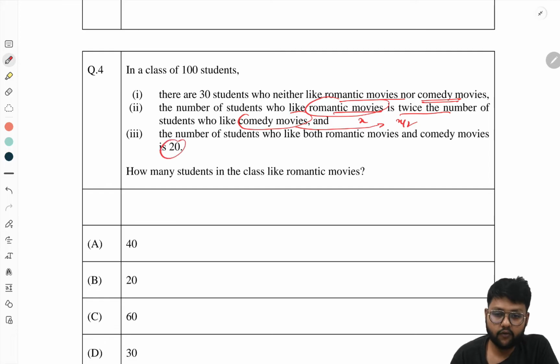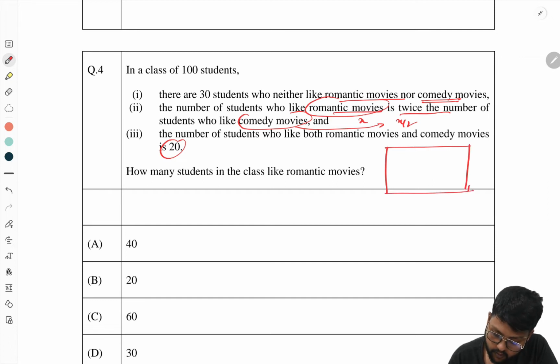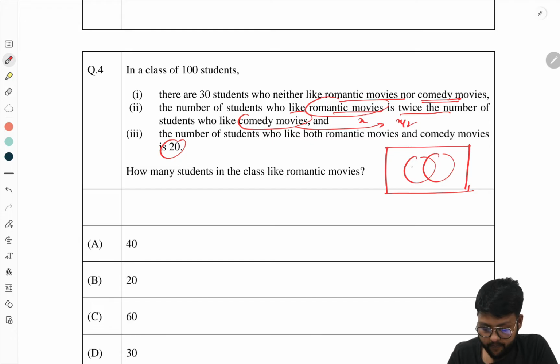And the number of students who like both romantic and comedy movies is 20. If you draw a Venn diagram, it will look like this. This part is romantic, this part is comedy, and this is both. Those who like neither romantic nor comedy number 30.